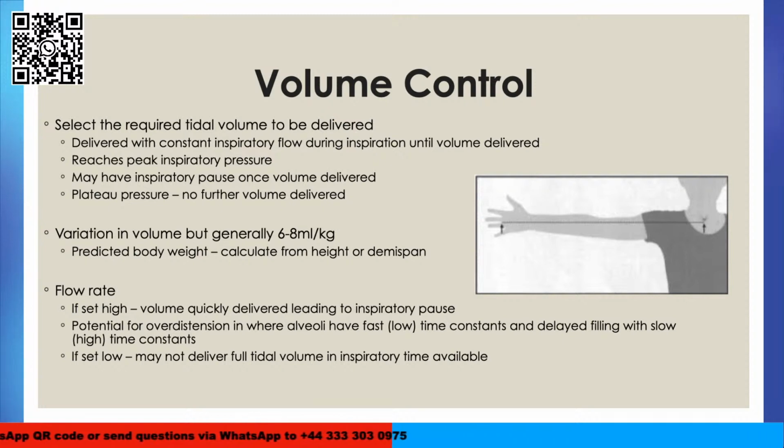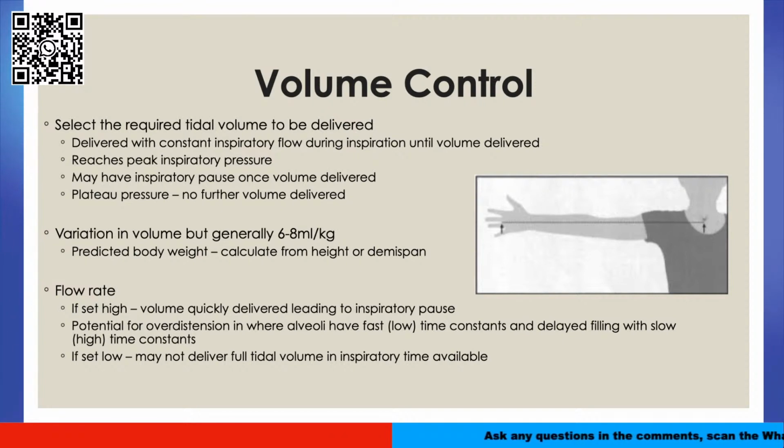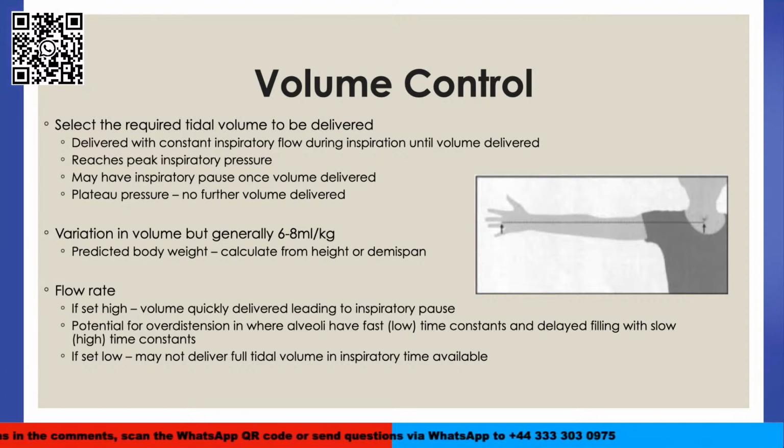When you're choosing the volume to set, it's quite important that you think about this in relation to what the individual patient needs. So there's no set volume where an adult needs X mils. You think about it in terms of their predicted body weight. You can work out their predicted body weight from their height, but that's not always easy to do. So we often use demispan, where you measure from the sternal notch to the base of the middle finger, as shown in the diagram.